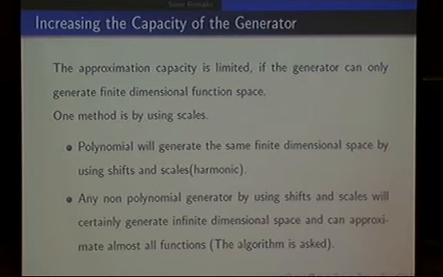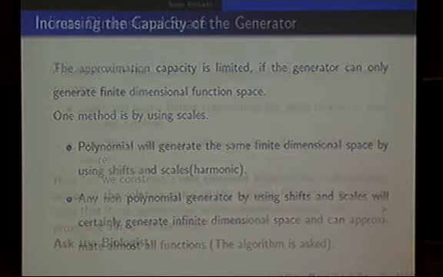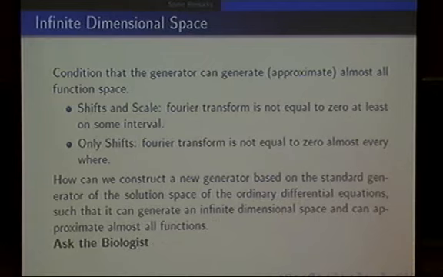However, here is an open problem. The condition that the generator can generate almost all the functions under shifts and scales is that the Fourier transform is not equal to 0 at least on some interval. And if we take only shifts, the condition is that the Fourier transform is not equal to 0 almost everywhere.